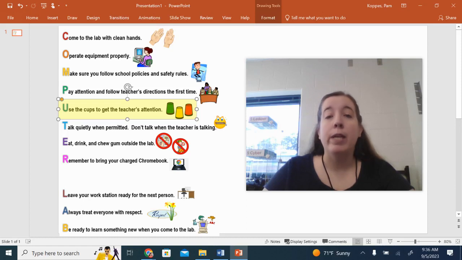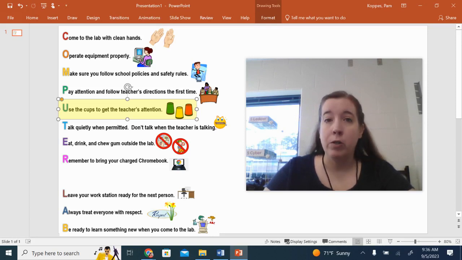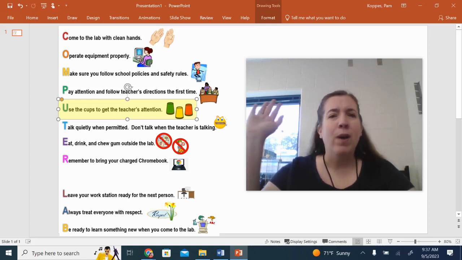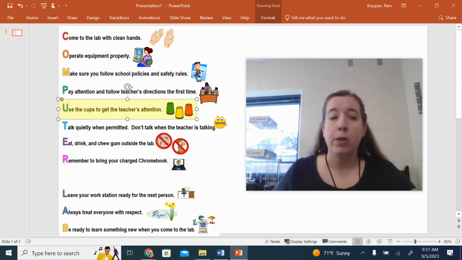Our next rule is to use the cups to get the teacher's attention. Normally in class, you raise your hand when you want to get the teacher's attention, and you can do that when we're seated on the floor together for directions. But when you're at the computers, you'll use your cups. That's because you need both hands to use a computer properly. If one hand is in the air trying to get my attention, you can no longer use the computer the right way. So there is a set of cups sitting at every computer workstation.